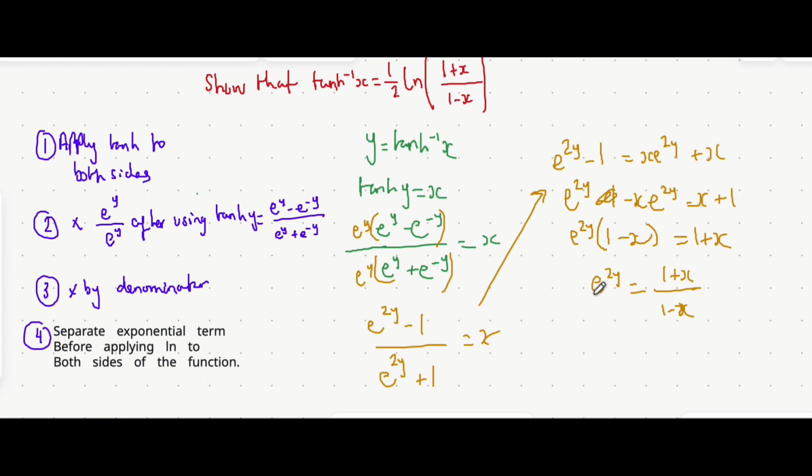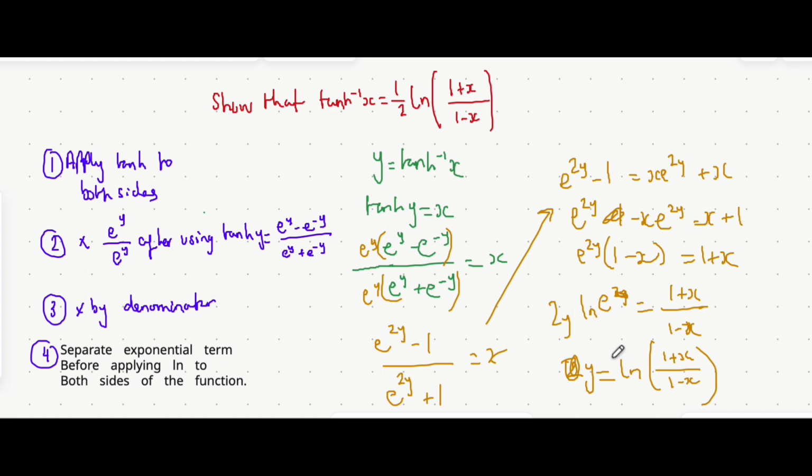Now when you apply ln to the right and left hand side, well, ln e to the 2y is the same thing as 2y ln e, so it will be equal to just 2y. And that will equal ln of everything that's already on the right hand side, so that's 1 plus x all over 1 minus x. After you've done that, you now divide both sides by 2, and then voila, you end up at y equals a half ln of 1 plus x over 1 minus x, which is exactly what it's wanting you to show here.